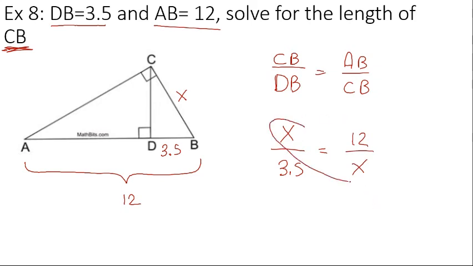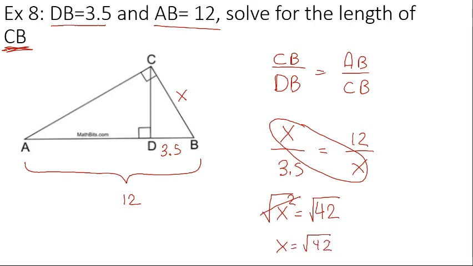And then we cross multiply right here. So we take X times X, X squared, and then we take 12 times 3.5. That gives us 42. Then I take the square root of 42. So here I get X equals the square root of 42. And if I find that value, this gives me about 6.48.